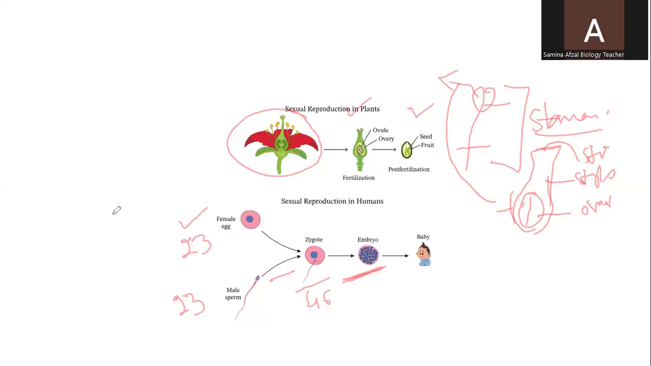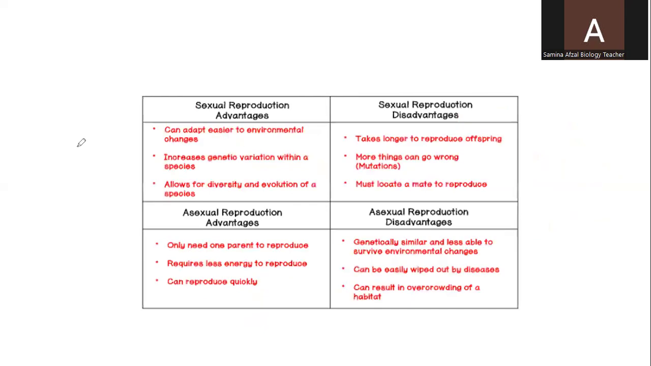Now, in the next slide, we will discuss the advantages and disadvantages of sexual and asexual reproduction. First of all, the advantages of sexual reproduction: organisms can adapt more easily to environmental changes, and sexual reproduction increases genetic variation within a species. It is true because meiosis takes place in the formation of gametes, and as a result of meiosis, variations originate. So you can say meiosis is the source of variations. It allows for diversity and evolution of a species due to genetic variations.